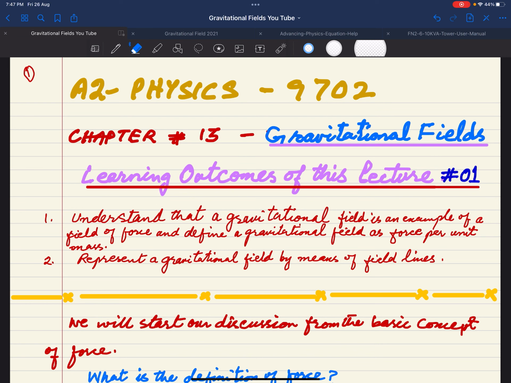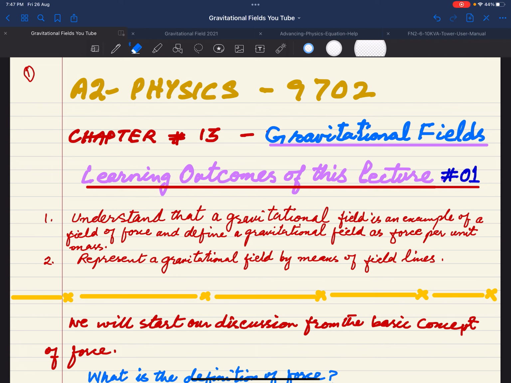Assalamu alaikum, dear students. Here we are for your chapter number 13, Gravitational Fields. And of course, we are dealing with A2 Physics of 9702. Here you have two learning outcomes of this lecture.